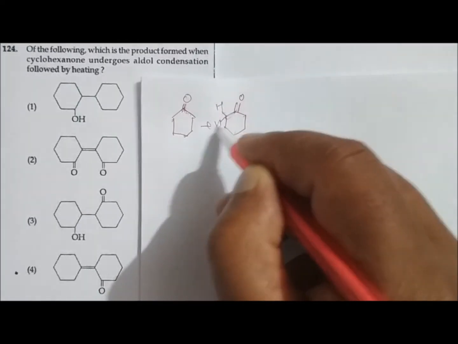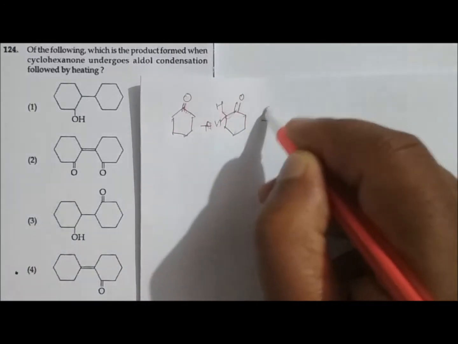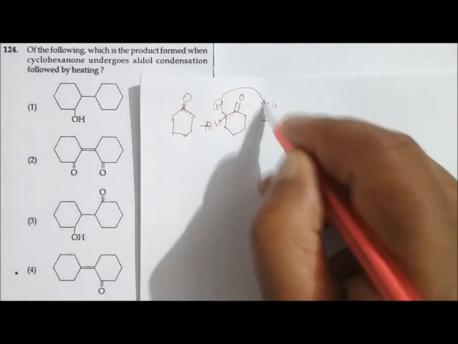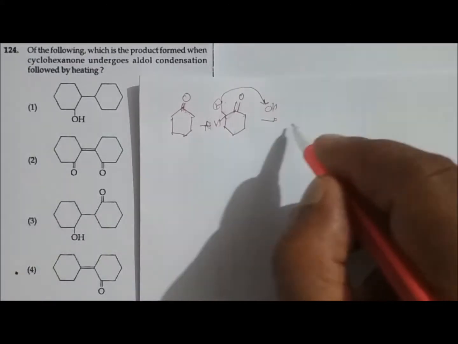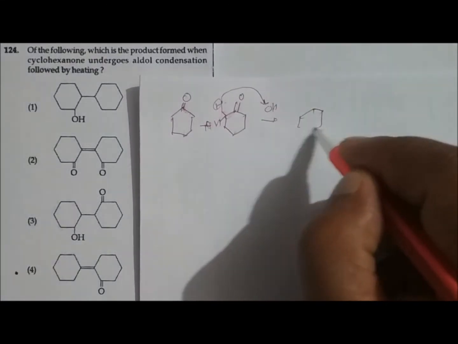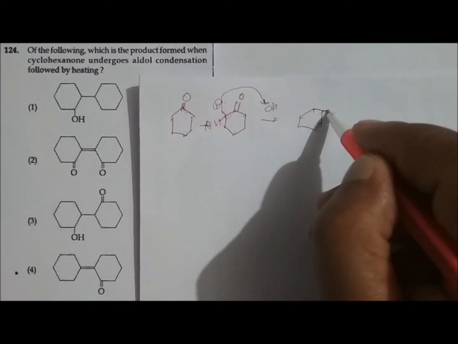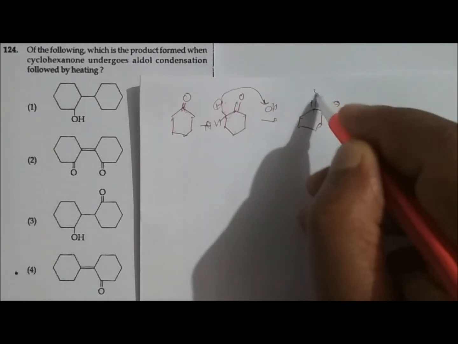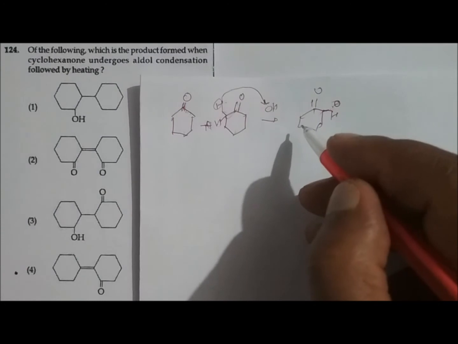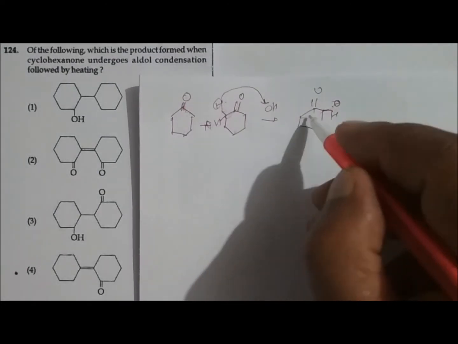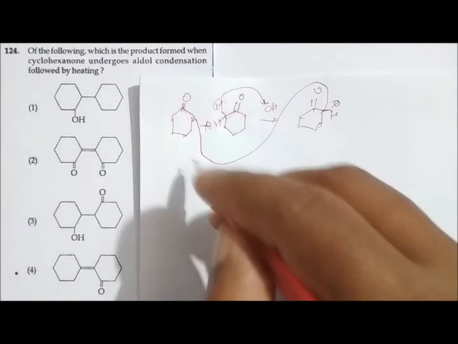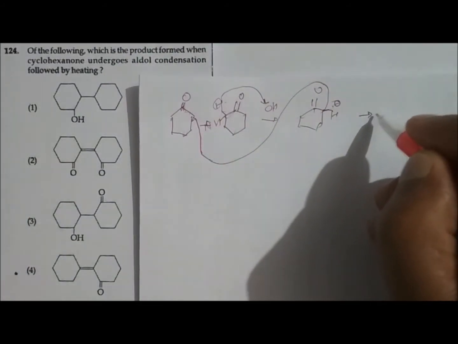we have 2 hydrogens. So definitely the base will abstract this hydrogen from here, so this becomes your carbanion. This is the carbanion here. This is the hydrogen with negative charge, and here is your oxygen. So definitely this will attack on this position. So you will get the compound like this one.